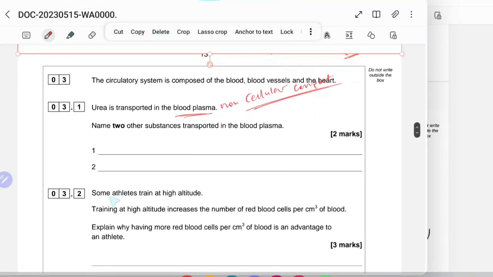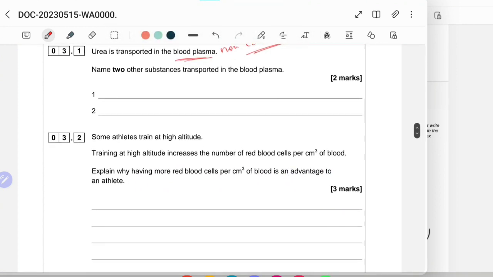Now, some athletes train at high altitude. Training at high altitude increases the number of red blood cells per centimeter cube of blood. Explain why having more red blood cells per centimeter cube of blood is an advantage to an athlete. It's a 3 marker.